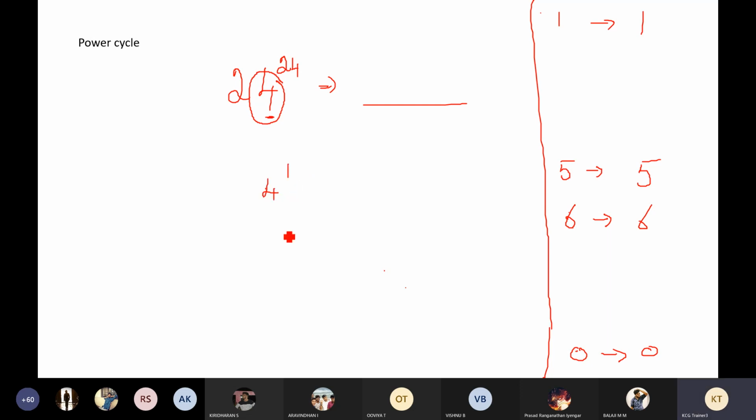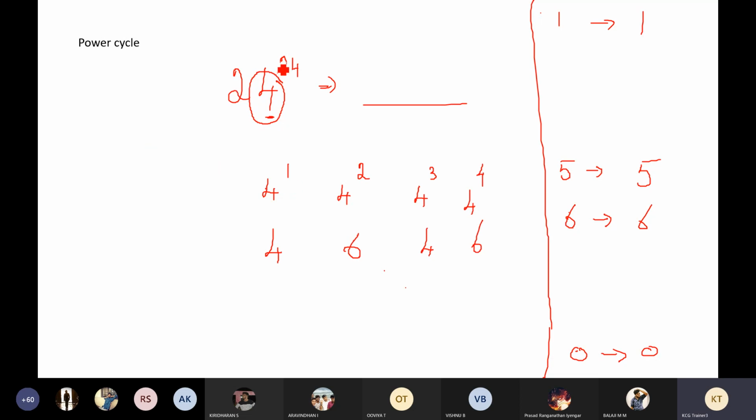Look at 4 power 1. What would happen in 4 power 1? 4 power 1's value is 4. What is 4 square? 16. So, it ends in 6. What is 4 cube? 64. Again 4. So 4 power 4, again it ends in 6.